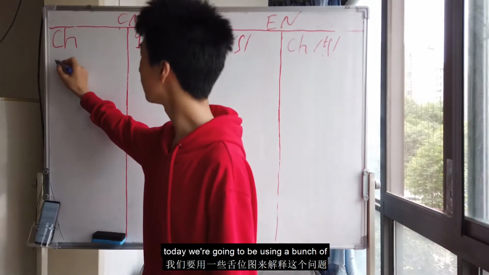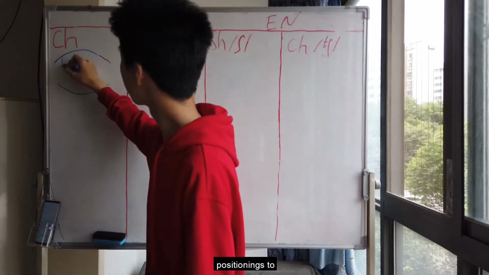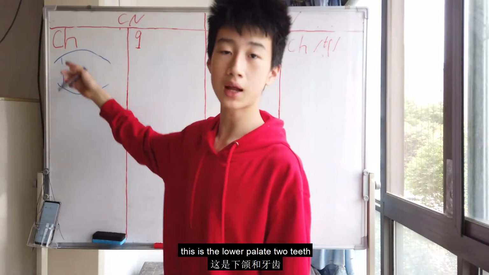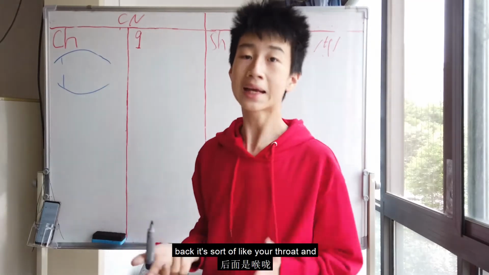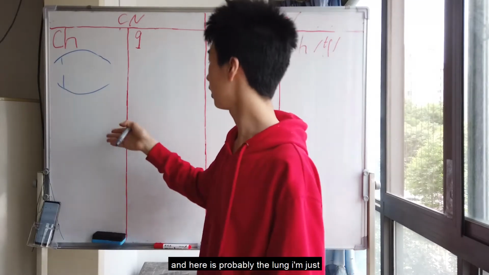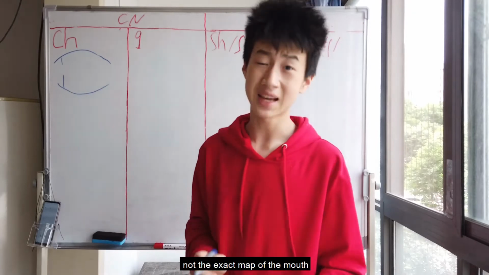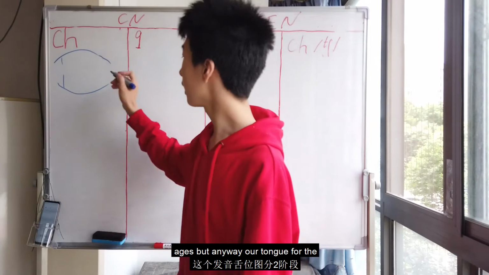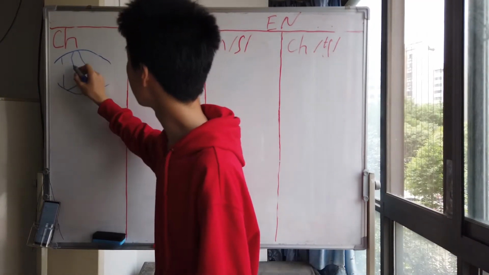Today we're going to be using a bunch of tongue positionings to do this. This is the upper palate, this is the lower palate, two teeth. And this place back here is sort of like your throat, where the air comes from, and here is probably the lung. I'm just going to draw not the exact map of the mouth, since that would take ages. Our tongue positioning will be in two steps.